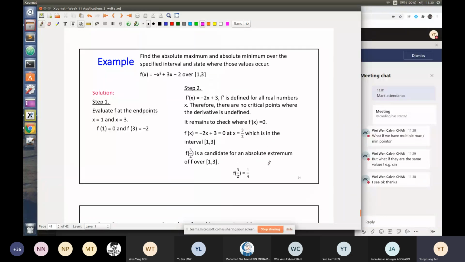So let's take a look at this example to make things concrete. We have to find the absolute maximum and absolute minimum values over the specific interval. This interval is closed, and state where those values occur. So we're going to check 2 things first. In fact, the solution actually did not say, which is bad.